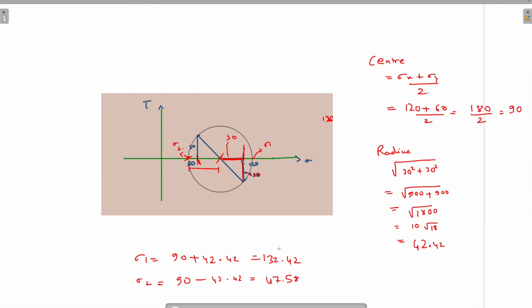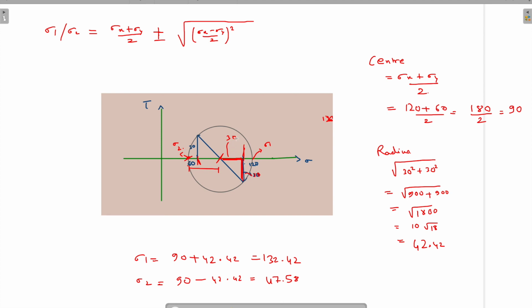So this thing which we have done right here, you can also learn the formula for calculating sigma 1 and sigma 2. It is center plus radius and center minus radius. So what is center? Sigma x plus sigma y by 2, plus minus. For sigma 1 you have to add, for sigma 2 you have to subtract, plus minus under root sigma x minus sigma y by 2 whole square.